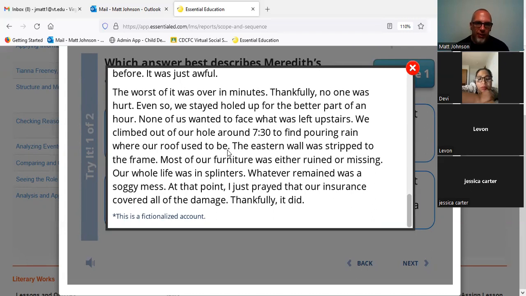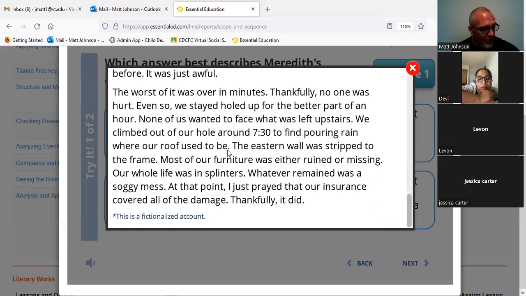Thankfully, no one was hurt. Even so, we stayed holed up for the better part of an hour. None of us wanted to face what was left upstairs. We climbed out of our hole around 7:30 to find pouring rain where our roof used to be. The eastern wall was stripped to the frame. Most of our furniture was either ruined or missing. Our whole life was in splinters. Whatever remained was a soggy mess. At that point, I just prayed that our insurance covered all of the damages. Thankfully, it did.